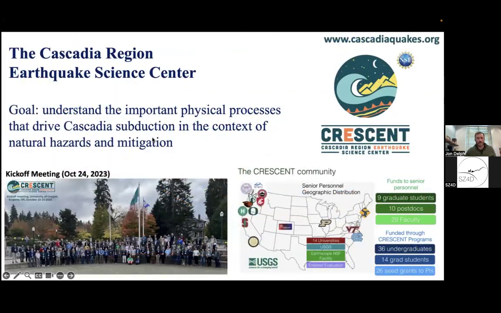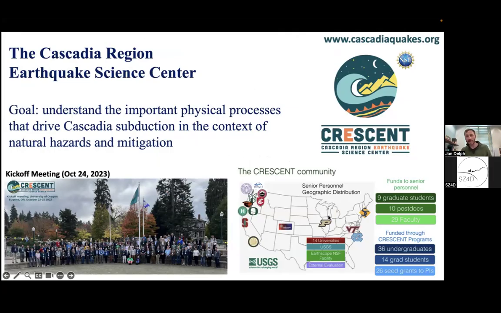Okay, now lastly, I want to talk about what we're doing moving forward here. So I'm part of the Cascadia Region Earthquake Science Center, or Crescent, whose goal it is to better understand the physical processes that drive Cascadia subduction. I'm involved in this because of this previous work we've done on the Cascadia margin, but really importantly, we want to start doing this in the context of natural hazards and hazard mitigation in Cascadia.